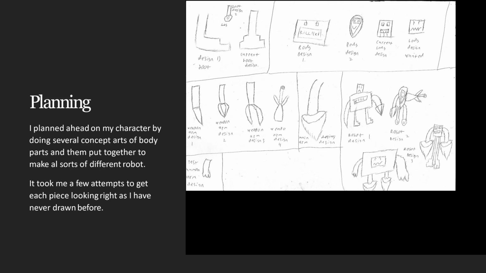Planning. I planned ahead of my character by doing several concept arts of body parts and then put them together to make all sorts of different robots. As you can see in the bottom right of that image, there are 4 different types of quick drawn robots, and each category is separated into body, legs, arms, and a few things like that. It took me a few attempts to get each piece looking right, as I've never drawn before.